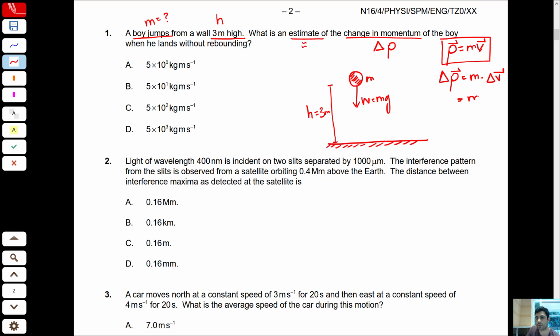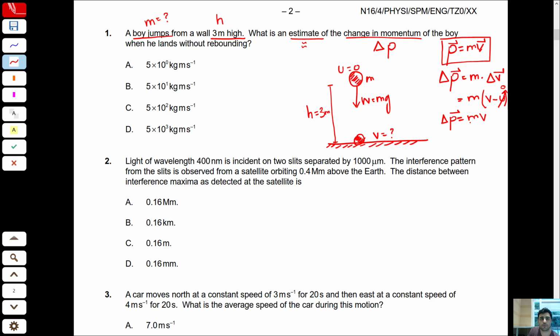Now let's open up this equation more clearly. The change in velocity is just final velocity minus initial velocity. So when the boy starts from here, he has some initial velocity, call it 0 because he starts from rest, and when he lands here he has some final velocity which we don't know. Since the initial velocity is 0, this just becomes v minus 0, just v. So the change in momentum is just mass times final velocity.